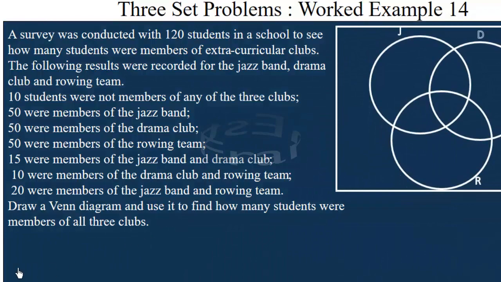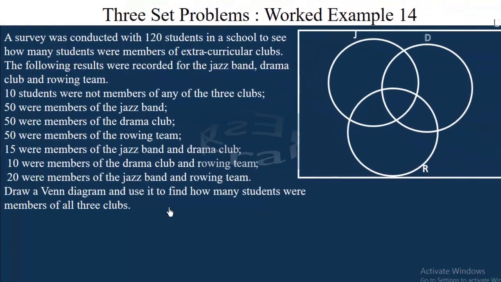So this is our Venn diagram. So this is the jazz band, drama, and rowing. Then, because of these statements, this region is not empty. So let it be X. Then 10 students were not members of any of these 3 clubs. So that is the complement of all the 3 sets. So it's 10.